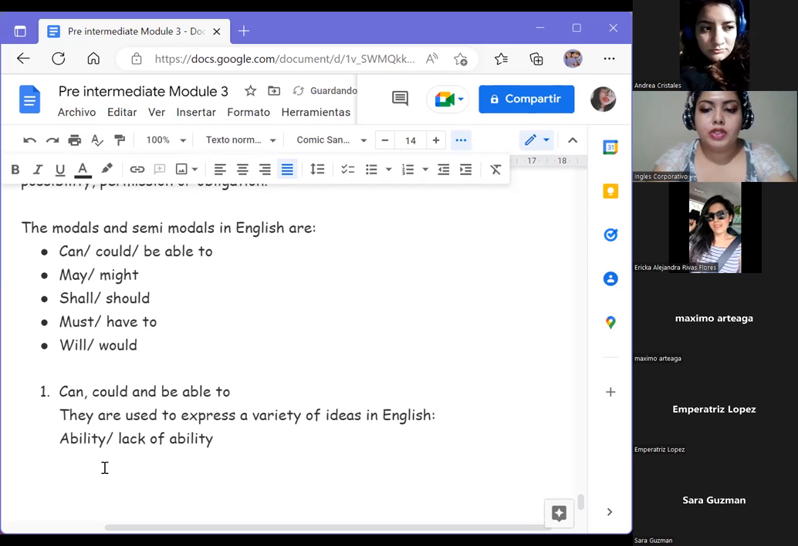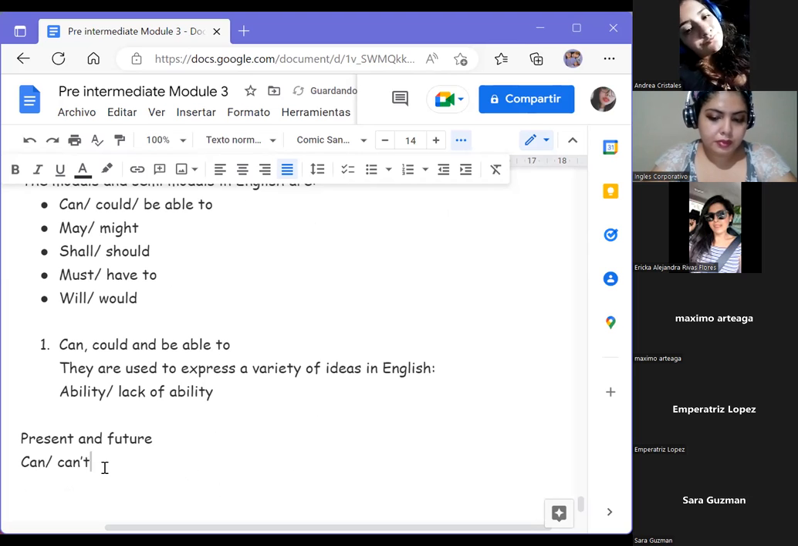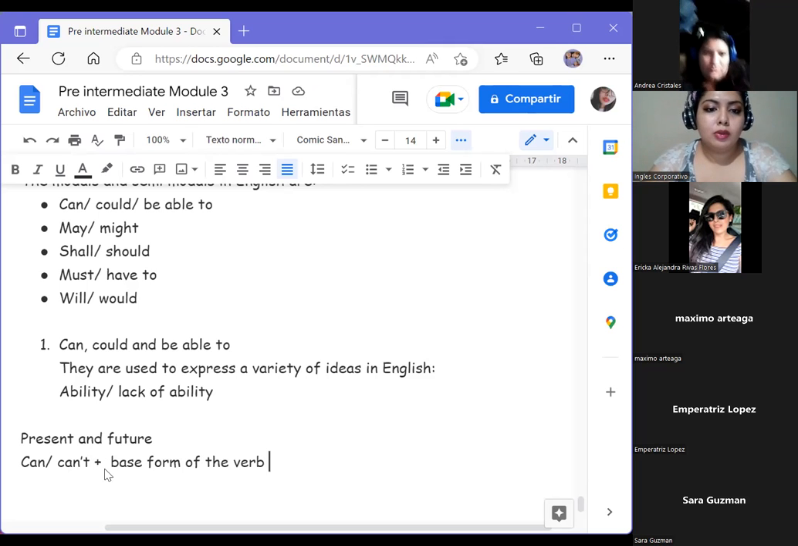Then we have present and future. We have tenses. Then we have can, we have cannot or can't, plus the base form of the verb. That is the structure that we are going to use for these modals. Estas son estructuras que vamos a utilizar para los diferentes tiempos. En este caso tenemos presente y futuro. Vamos a utilizar can o can't, que es el negativo, con la forma base del verbo. Y tenemos algunos ejemplos.